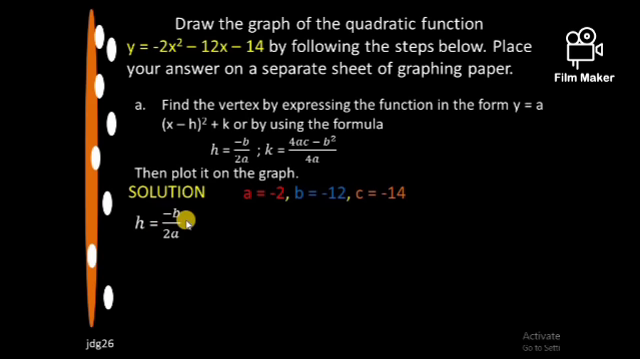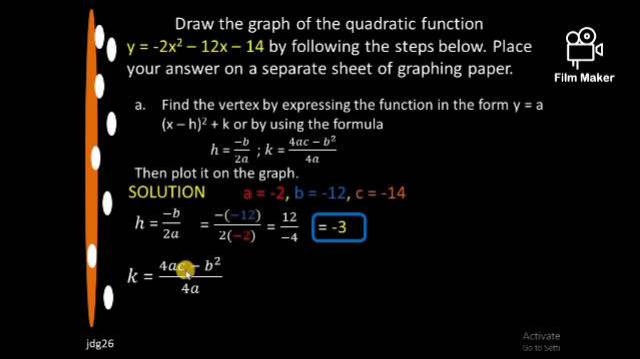So, unahin nating isolve ang value ng h. Using the formula, negative b over 2a. Substitute all the given. So, negative times negative 12 over 2 times negative 2, which is a. Simplify. So, we have positive 12 divided by negative 4. So, we have negative 3. So, the value of h is negative 3.